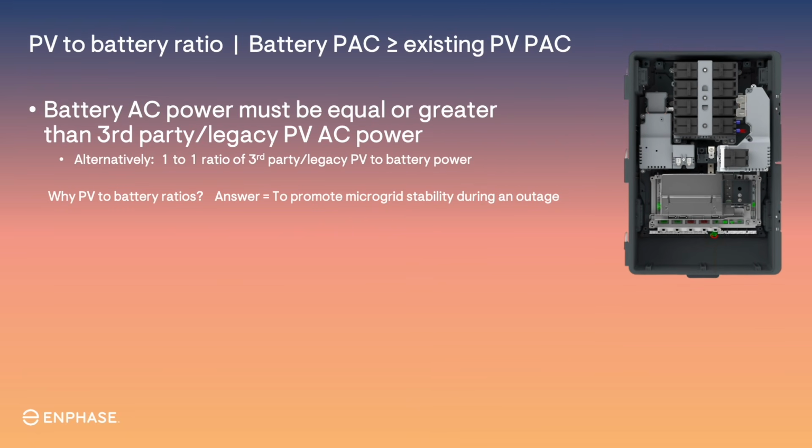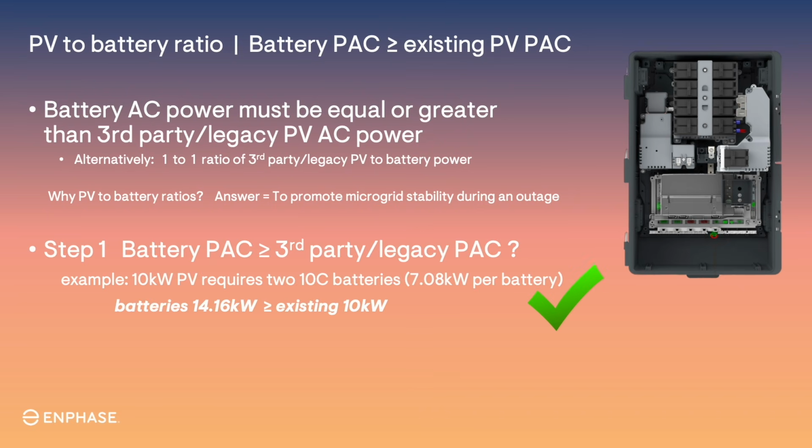To ensure system stability during grid outages, there are PV to battery power ratios that must be observed. First, for the expansion system portion, battery AC output power must be equal or greater than the third-party or legacy solar system output. Another way to manage this is there must be a 1-to-1 ratio of battery power to solar power. As an example, if you had an existing 10 kilowatt AC solar system, you'd need at least 2 Enphase 10C batteries, as they deliver 7 kilowatts each.